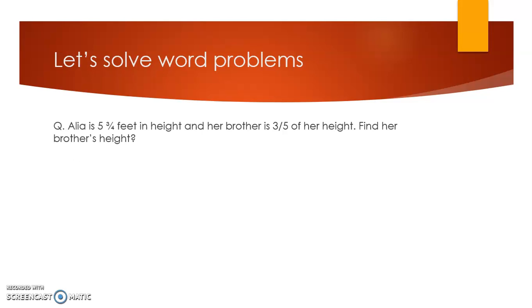Next question. Alia is 5 3 by 4 feet in height, and her brother is 3 by 5 of her height. Okay, so here we know Alia's height. Height of Alia is 5 3 by 4. Now 5 3 by 4 would be 5 into 4 plus 3, 23 by 4.